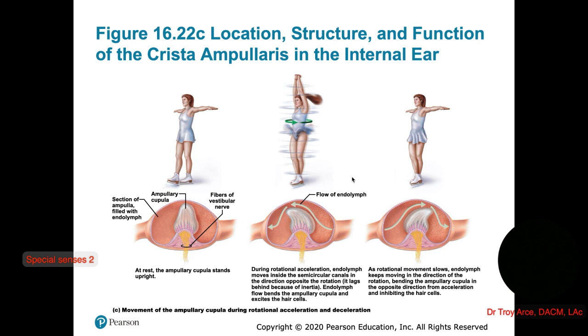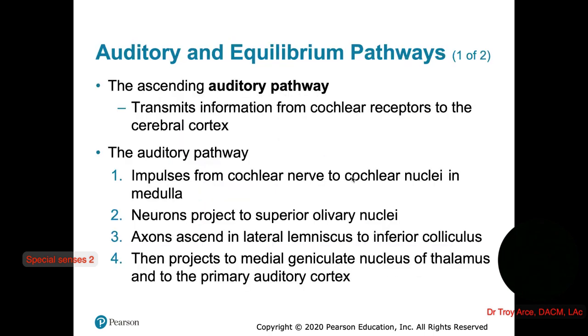And the endolymph flow bends the ampullary cupula and excites these hair cells that are directly connected to your nervous system. And as the rotational movement slows, the endolymph keeps moving in the direction of the rotation, bending the ampullary cupula in the opposite direction from acceleration and inhibiting the hair cells. So hence dizziness, right? So here's your auditory and equilibrium pathways.